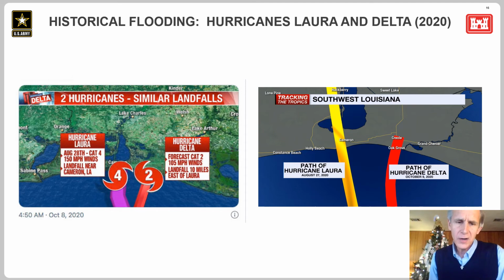Two large hurricanes went right through it. Hurricane Laura, which was a Category 4, which means it had sustained winds for over a minute of 150 miles an hour, went in around the city of Cameron. And then 6 weeks later was Hurricane Delta, which was a Category 2 storm with 105 miles an hour. And the landfall was only within 10, 20 miles away from where Laura hit.